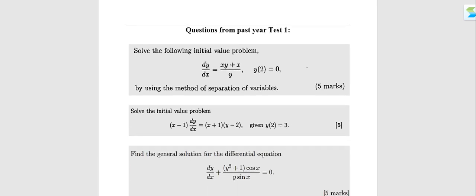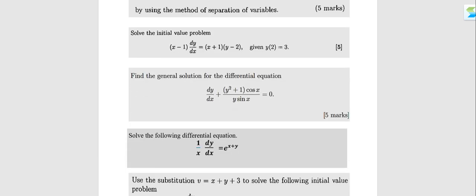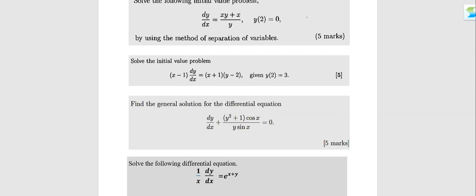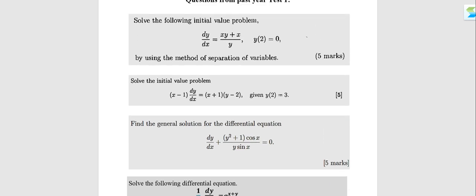Okay. So I left you with the practice questions. We have 5 questions here. Then I want you to do the questions, and I'll give you the answer for each of the questions. Okay. For number 1, the answer is y minus 1 over y plus 1.